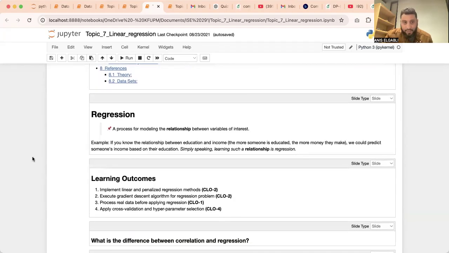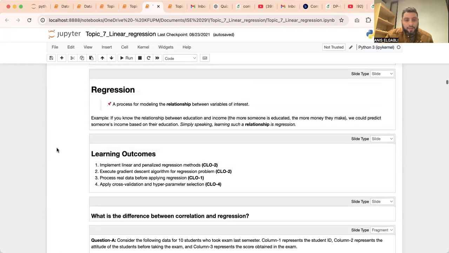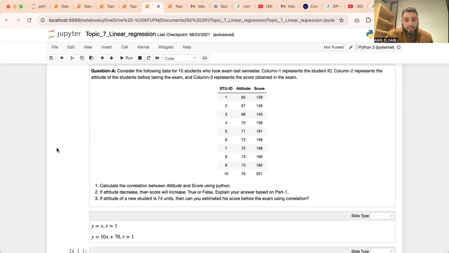So regression is a process of modeling a relationship between variables. Using one or a number of input variables, you want to build a model so you can predict the value of a target variable from those inputs. Okay, so let's start with this example here and answer these questions, okay?